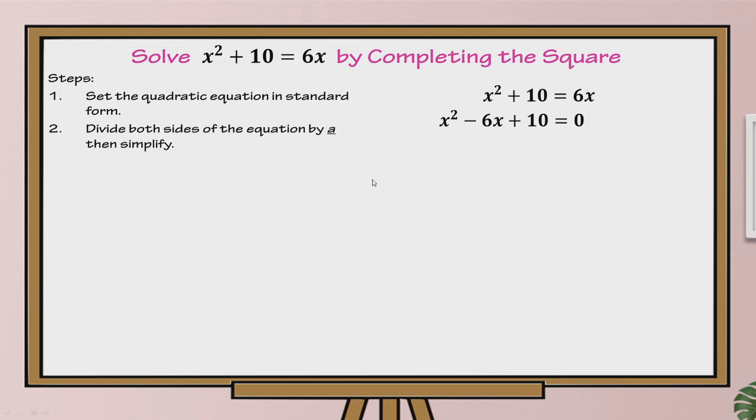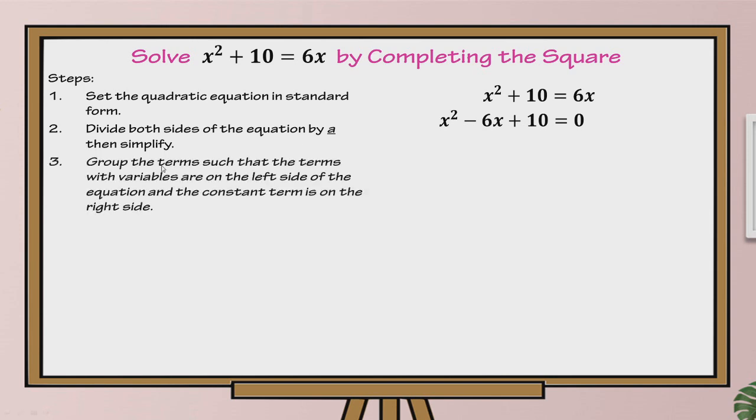Second step is to divide both sides of the equation by the coefficient a and then simplify. So since our coefficient a is only 1, therefore it doesn't make any changes. Kaya, we will then proceed to step 3. And that is to group the terms such that the terms with variables are on the left side of the equation.